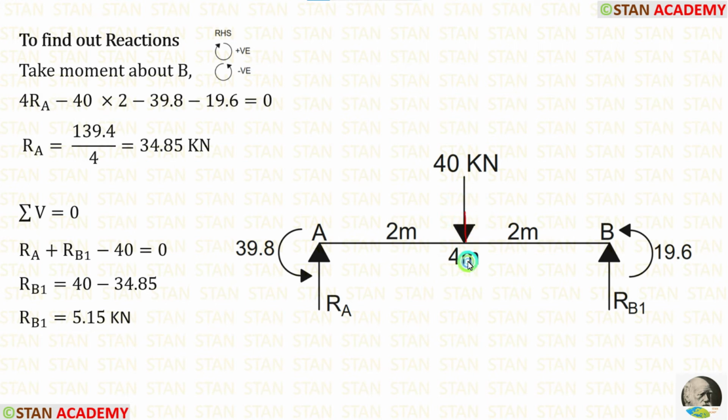The point load 40 kN is acting towards the point B in the anti-clockwise direction, so it will be negative and the distance is 2 meter. Then we have two moments. Both of them are acting in the anti-clockwise direction, so both of them will be negative. Finally, we are getting RA. By applying the rule sigma V is equal to 0, we can find out RB1.